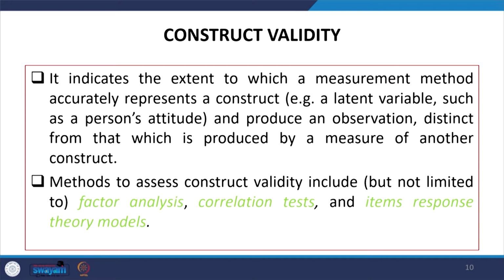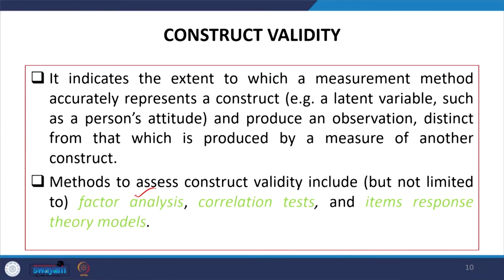Then methods to assess construct validity include, but are not limited to, factor analysis, correlation tests, and item response theory models. So, these three are mostly used. The factor analysis we will also discuss sometime within the purview of SPSS. We may not do it in detail, but an overview of this will be discussed, because I have covered this in my previous module. So, you can follow it.